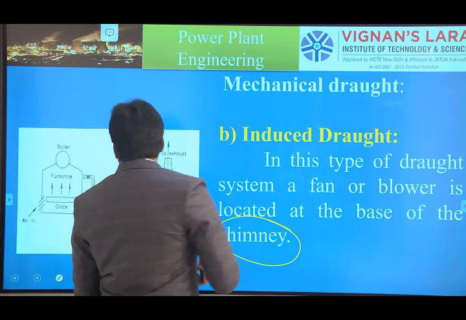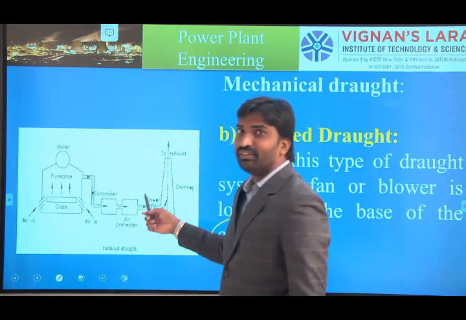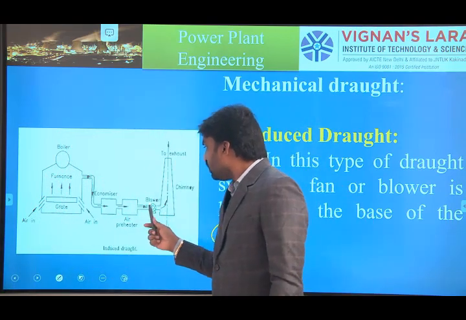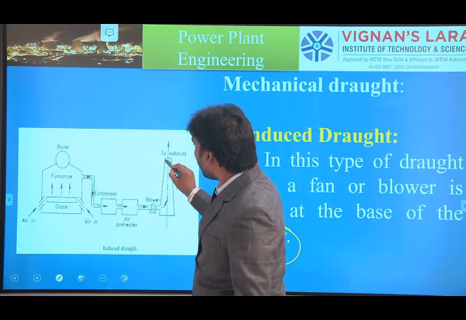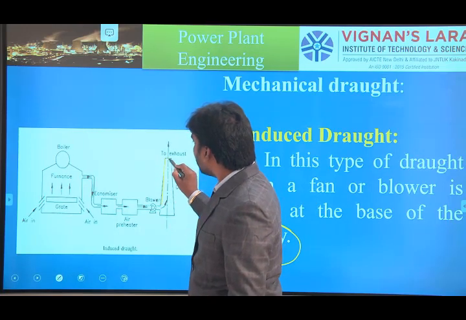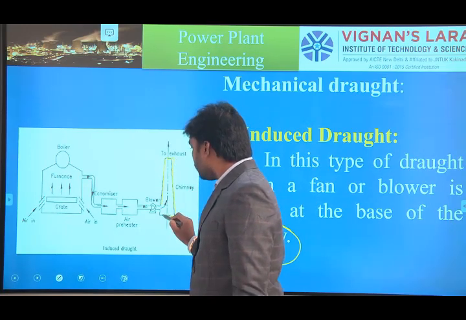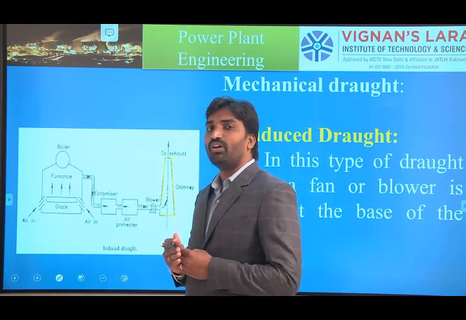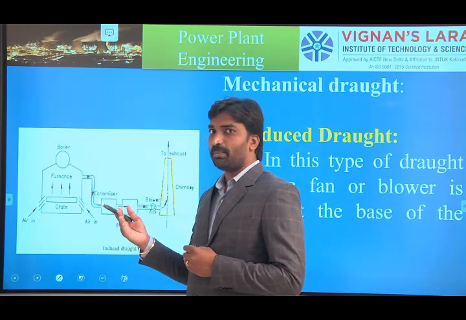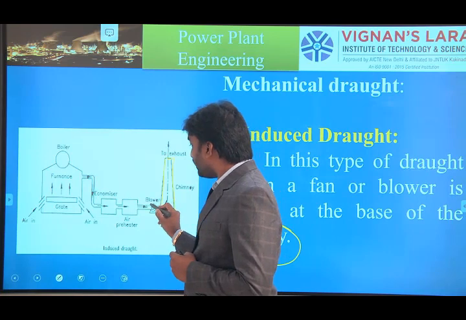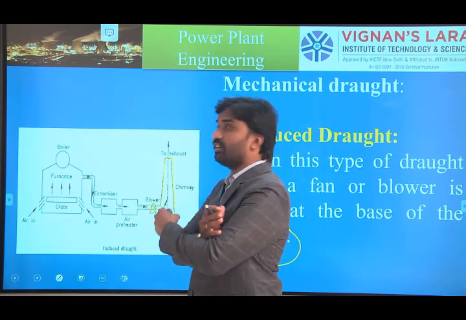So here, schematically, we can see in the image. This is the chimney point, a tall tower. What is the purpose of a chimney? This chimney is useful for removal of exhaust gases. Okay, so here we are providing a blower. What is the necessity of providing a blower?